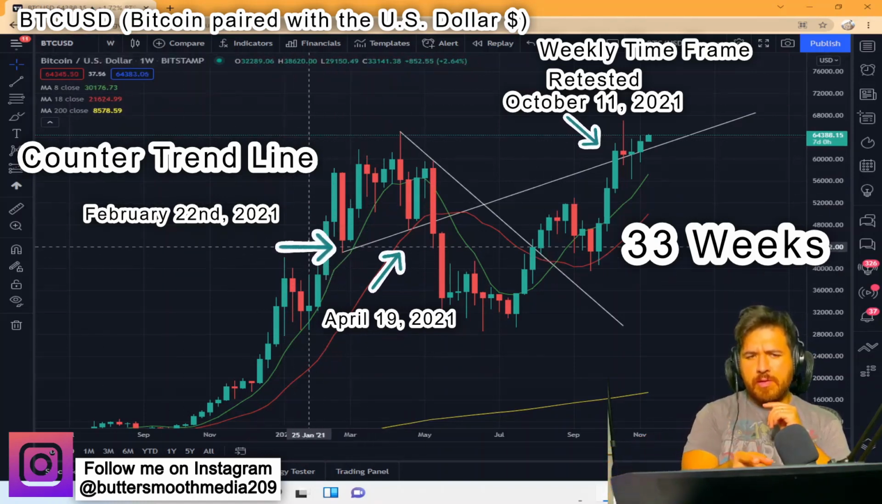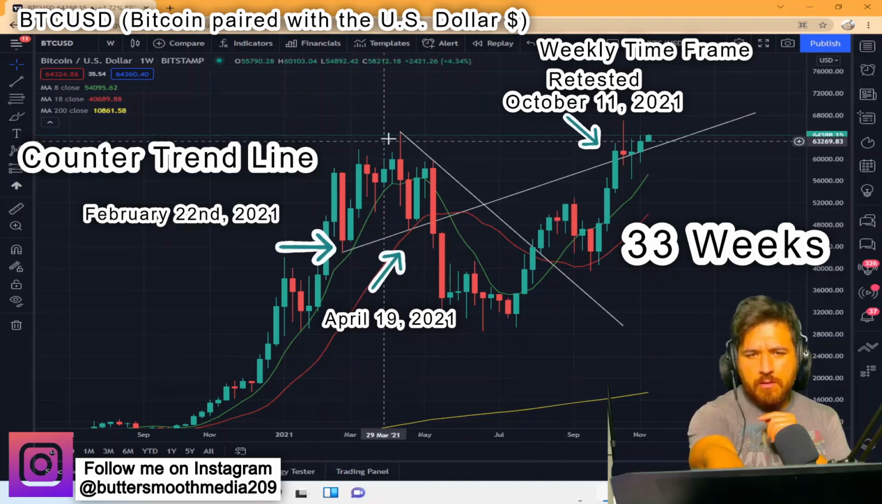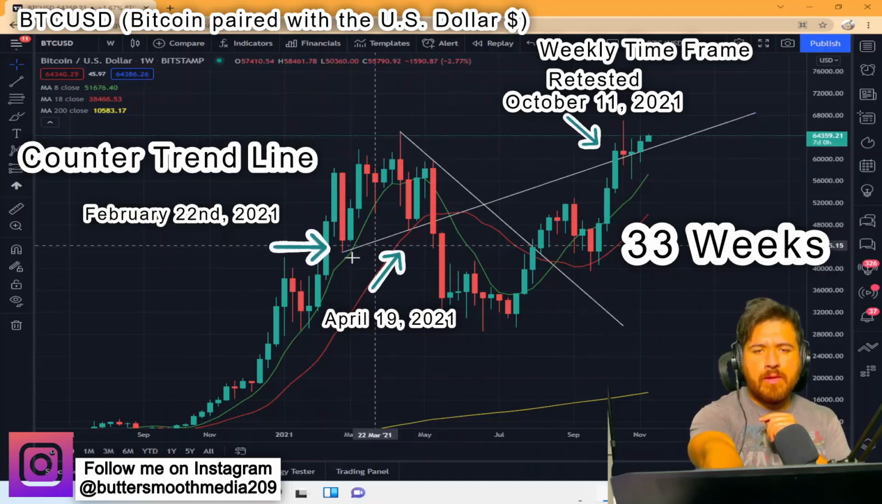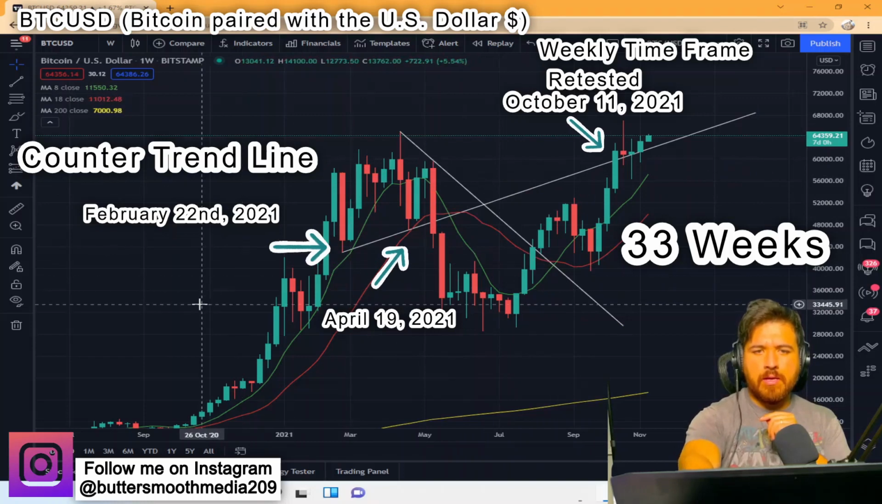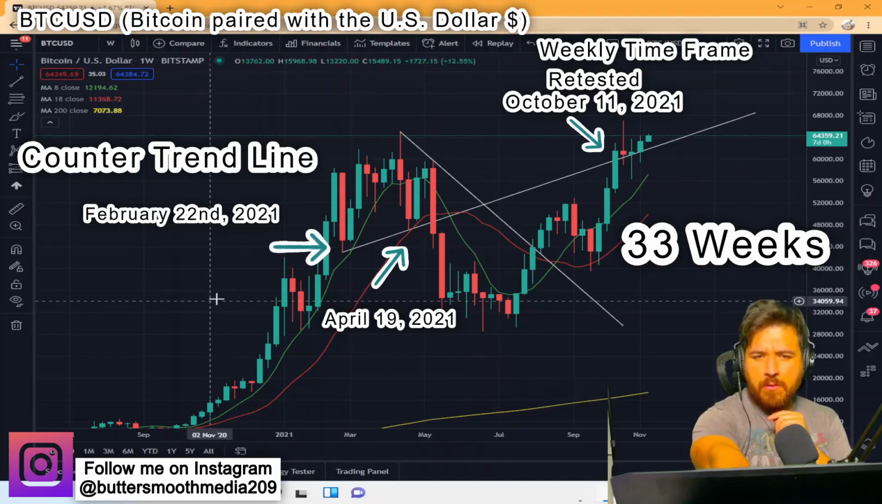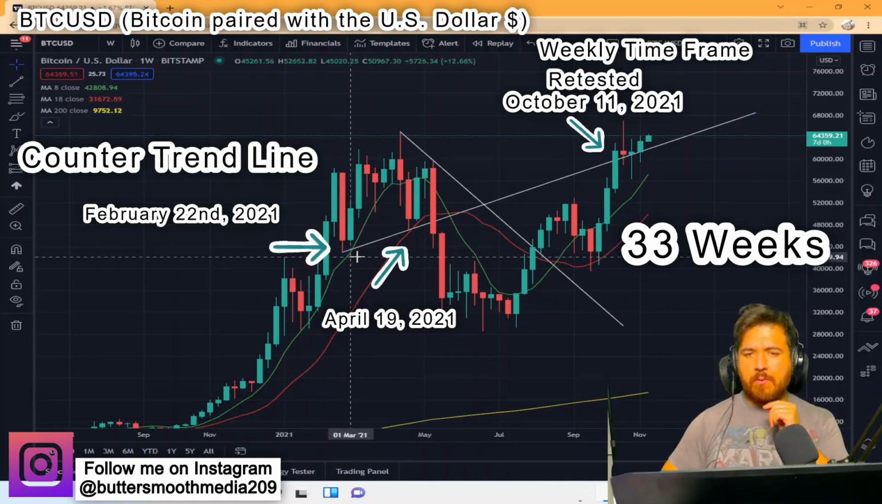Before you move on, so that's a regular trend line, right? This one would just be considered a trend line. This is the counter trend line. Okay. Counter trend line. So what made you pick that specific wick?